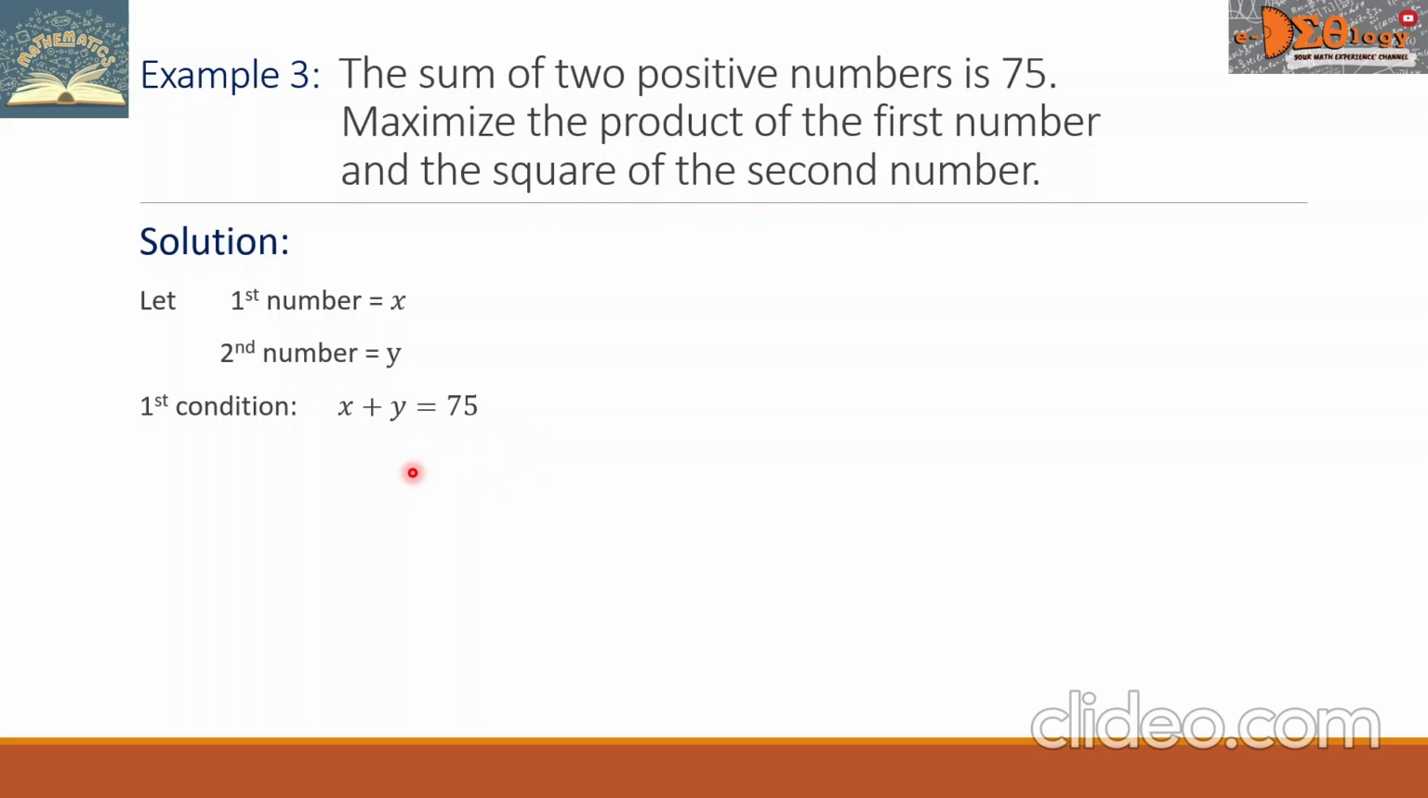Then we isolate a variable with respect to another variable. In this case, we isolate the x. So this y we transpose to the right side, it becomes negative. Therefore, x equals 75 minus y. Then second condition, we maximize the product of the first number and the square of the second number. So P represents the product equals x times y squared.